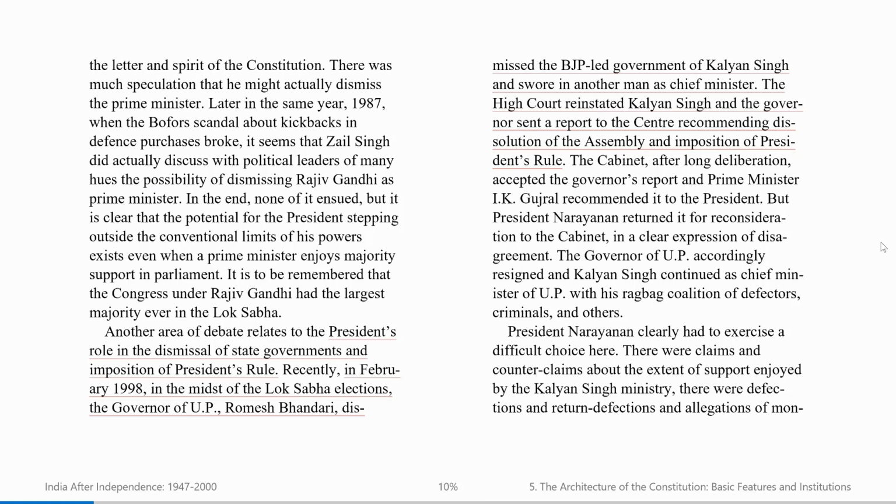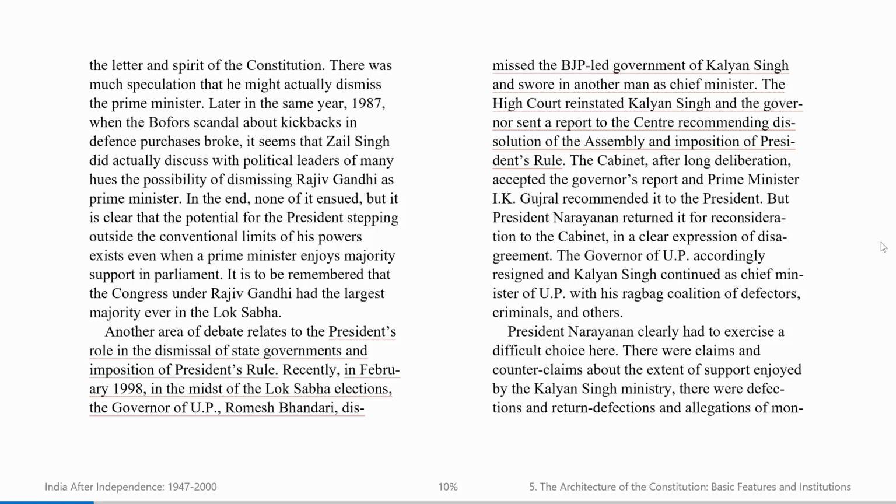Right. Then there's another thing about the president, something known as president's rule, and there have been so many instances of this being misused. For example, in February 1998, we had Romesh Bhandari. He dismissed the BJP-led government of Kalyan Singh and swore in another man as the chief minister. The High Court had to reinstate Kalyan Singh, and the government sent a report to the center recommending the dissolution of the assembly and imposition of president's rule.